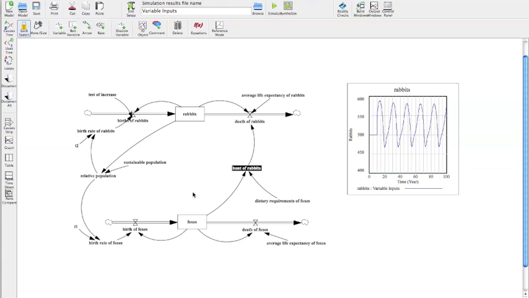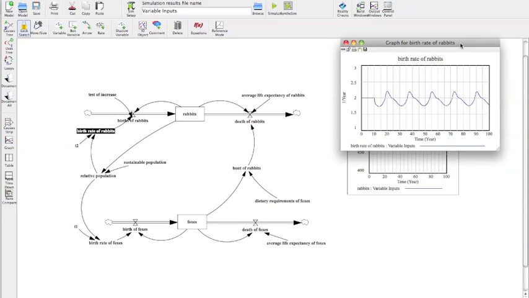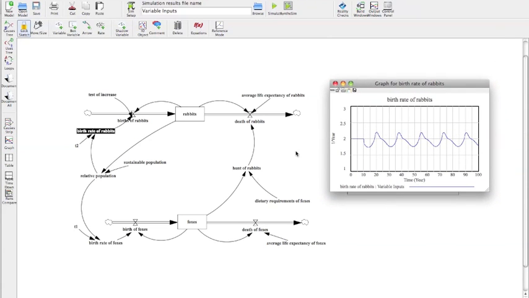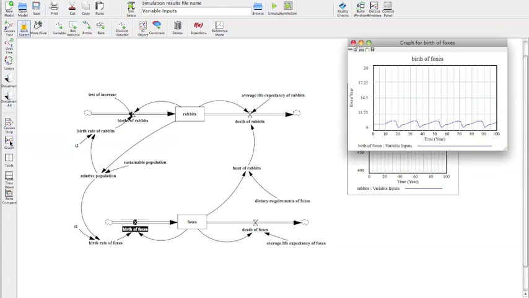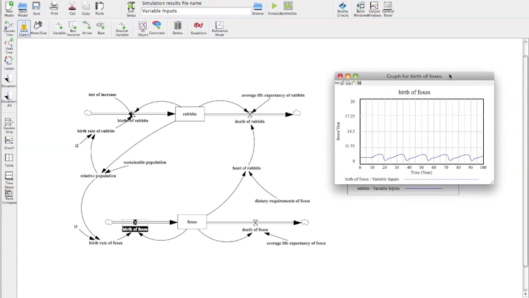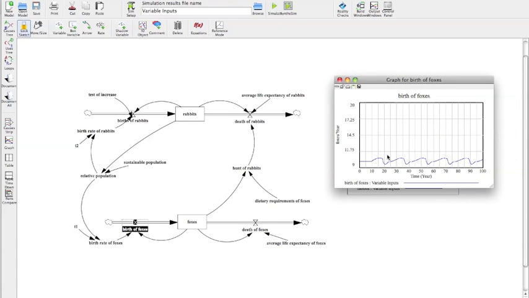We can look at the birth rate of rabbits, for example, and we can do this pretty much for any variable. We can click and look at the plot very quickly. The birth of foxes, same deal. Again, oscillations. They don't have to be all nice, but as long as they're regular, they sort of look the same. You can do that.